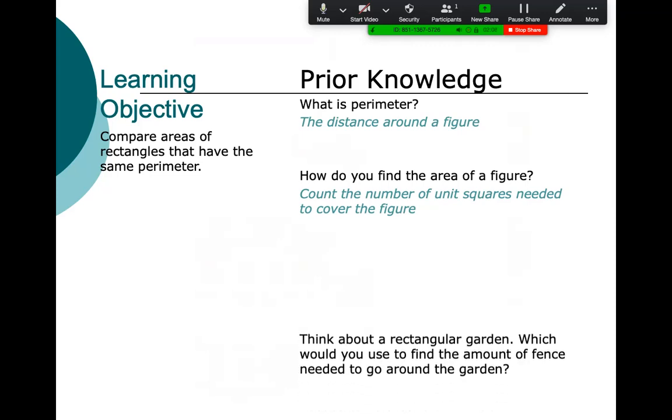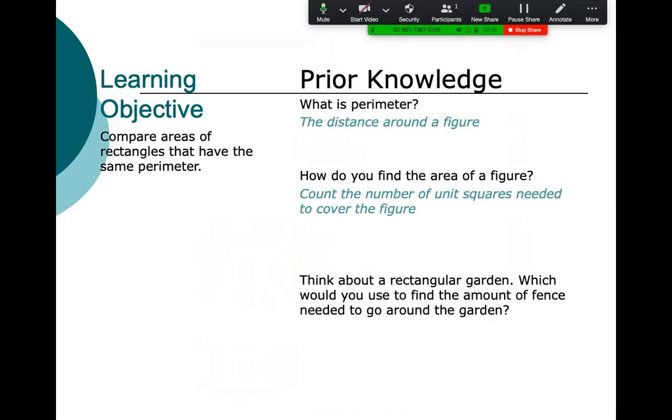Now, think about a rectangular garden. Which would you use to find the amount of fence needed to go around the garden? So what do you think? Would you look for the perimeter or the area? Of course, perimeter. You're absolutely correct.